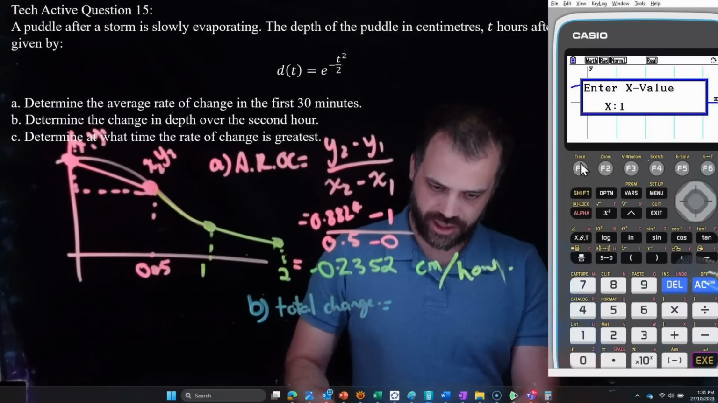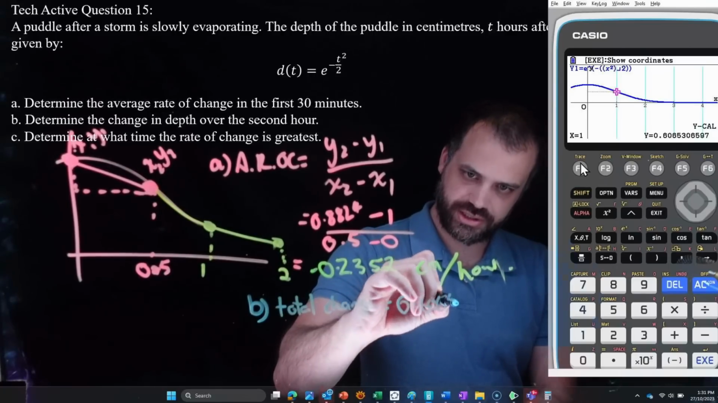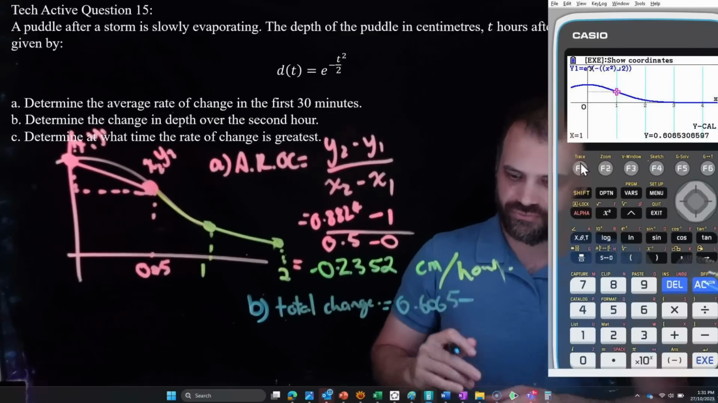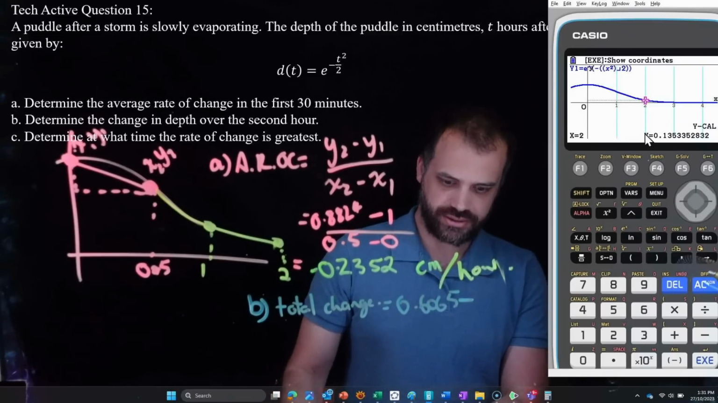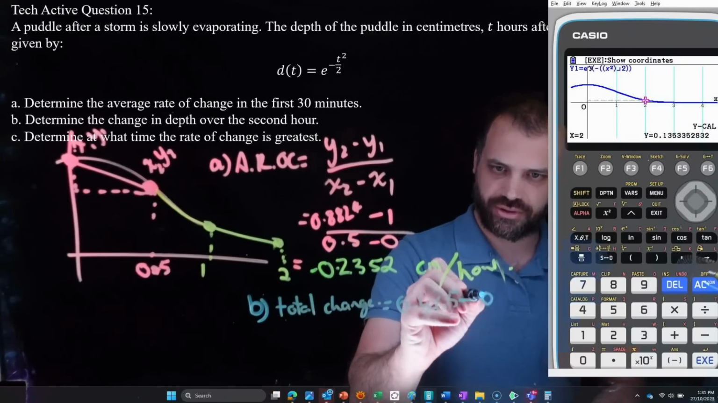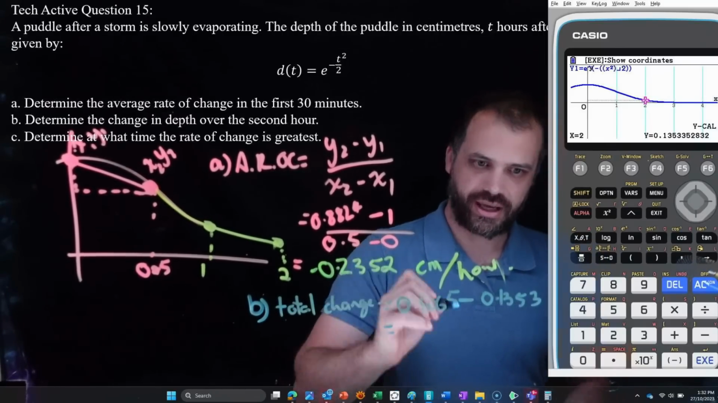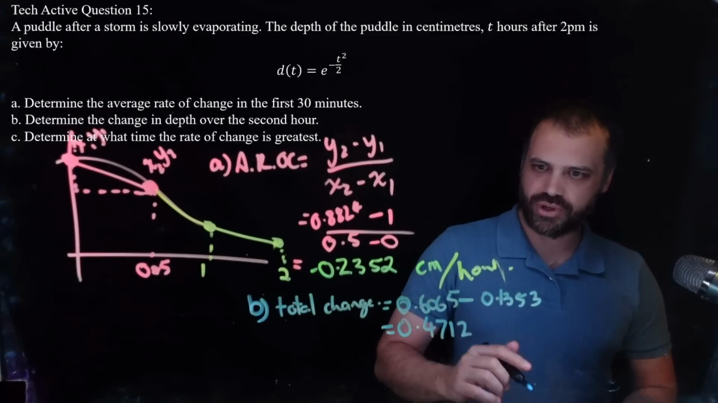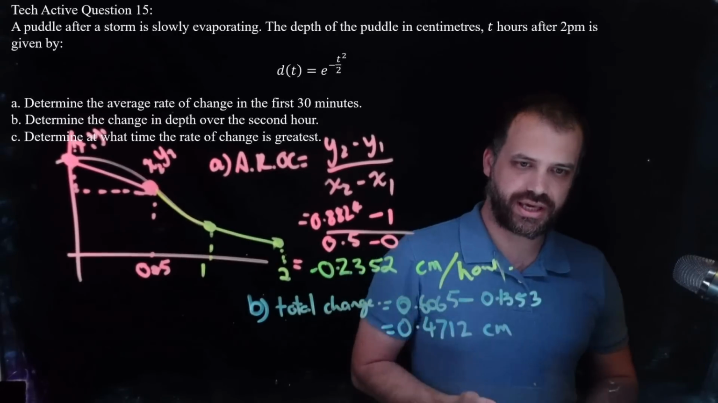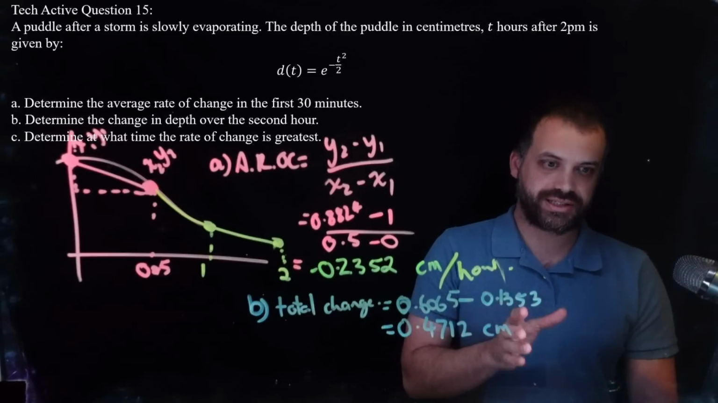So after 1 hour, that's 0.6065. And then the value after the second hour. So another one of those. 2 hours. So 0.1353. And then calculate that. So the total change, 0.4712 centimeters. So it's gone down by about half a centimeter across that second hour.